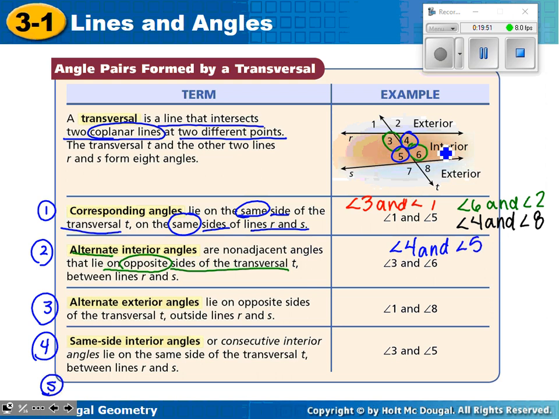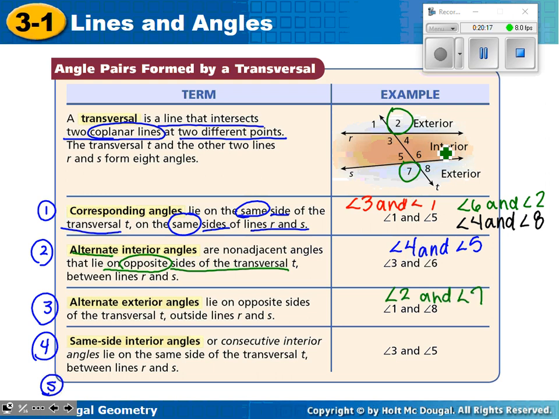Okay, same idea with alternate exterior. Exterior is going to be outside the two lines, so not in between them. So 1, 2, 7, and 8, but alternate means they're on opposite sides of the transversal. So which angles are on opposite sides but exterior? Okay, they say 1 and 8, and so the other option would be 2 and 7. Okay?